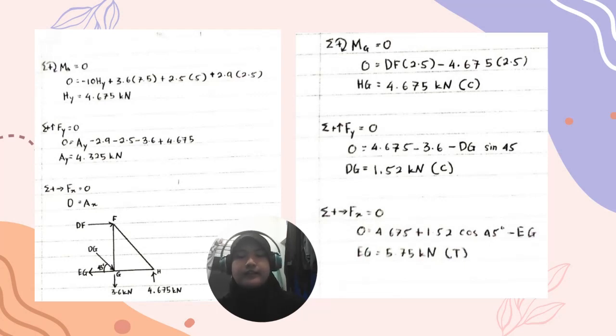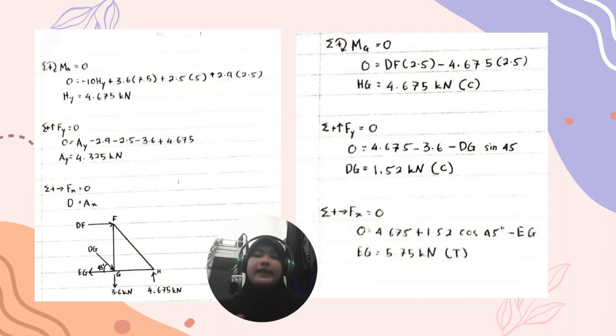So that's why -10 times Hy, and then we add 3.6 kilonewton, which is the force at joint F, times the distance, which is 7.5 meter, plus 2.5 kilonewton, which is the force at joint D, times the distance 5 meter, plus 2.9 kilonewton, the force at joint B, times the distance 2.5 meter. So we're gonna get Hy equal to 4.675 kilonewton. And then the next step is to find the total force for y-axis.